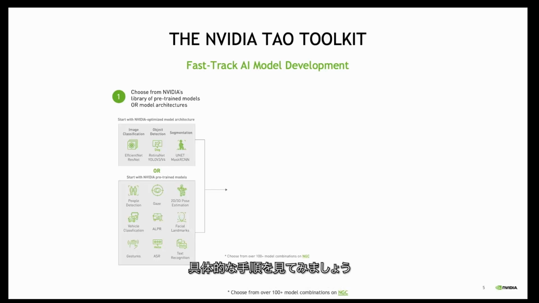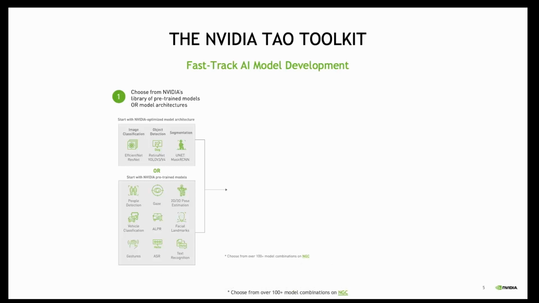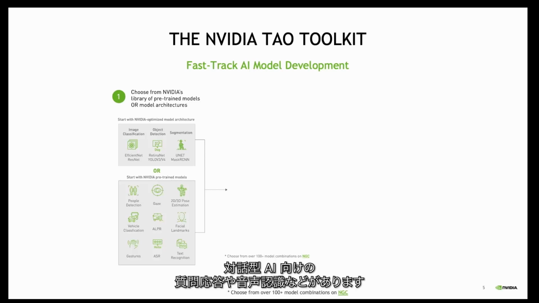So let's talk about how it actually works. You first start with an NVIDIA optimized model architecture, such as the likes of ResNet or YOLO. Or you can pick one of the many pre-trained models in computer vision, such as PeopleNet, license plate detection, or in the case of conversational AI, question answering or speech recognition. So you have two separate paths as to where you can get started with.